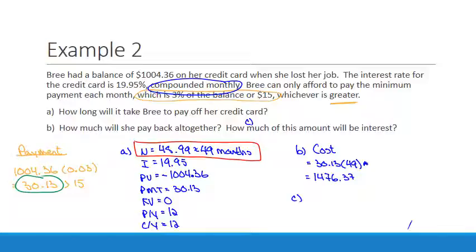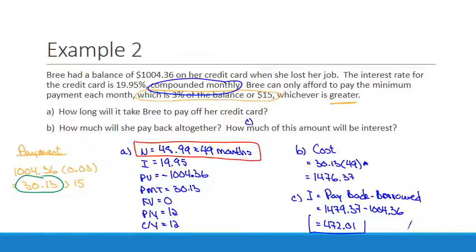How much of this will be interest? Okay, remember interest is what you had to actually pay back minus what you borrowed. Whoa, I'm having trouble with my pen all of a sudden. So what did I pay back? I paid this amount back, what we just found. And how much did Bree initially borrow? Remember, she only borrowed $1,000 really. So the difference between those will be your interest, and that is $472.01. Okay, there we go.